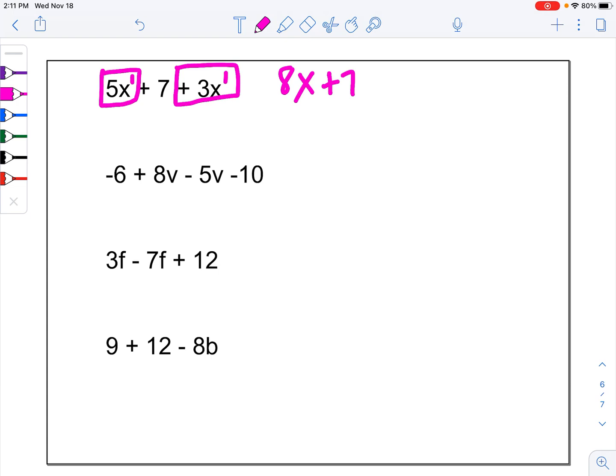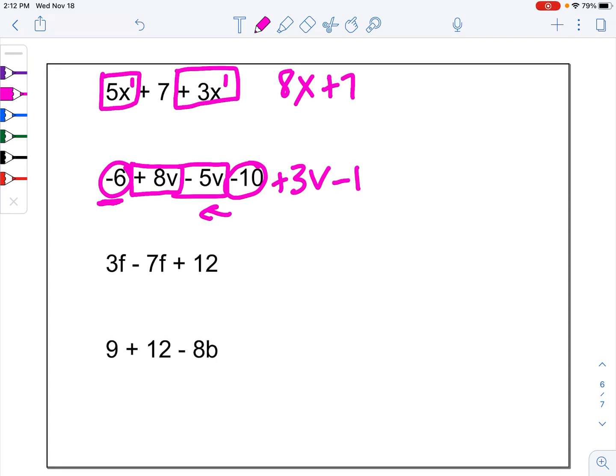So down here I have negative 6 plus 8v minus 5v minus 10. So I have positive 8v's, and somebody takes away 5 of them. Well, I'm only left with 3 v's. You can put the positive in front of it or not, that doesn't matter. I have a negative 6 minus 10. So I'm starting at negative 6 on the number line. I'm moving to the left 10 spots. So I'm going to end up at negative 16. So 3v minus 16.